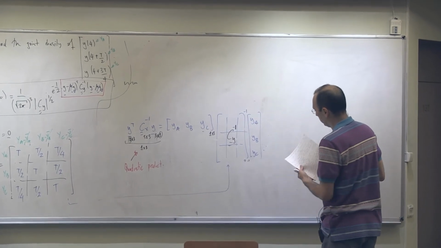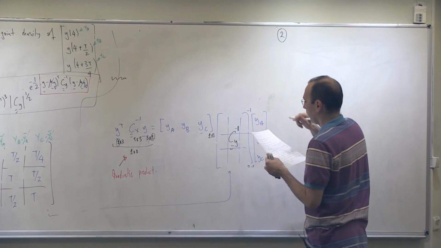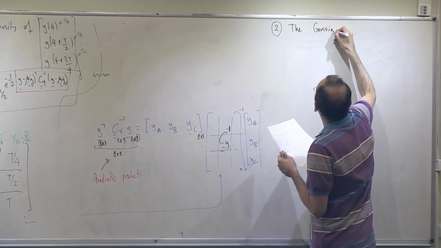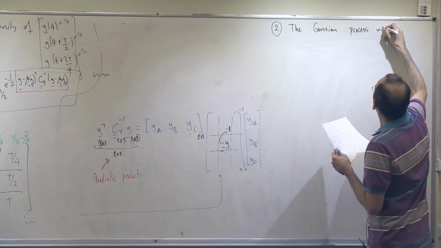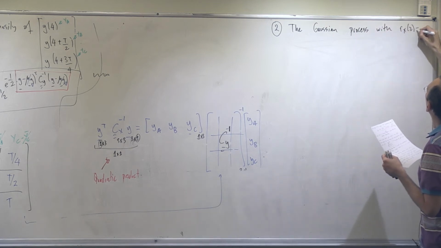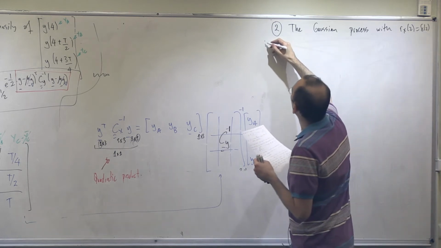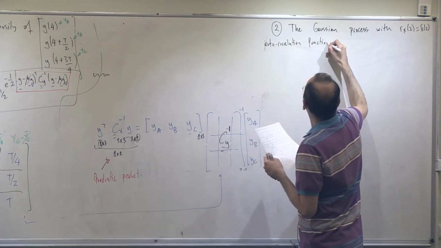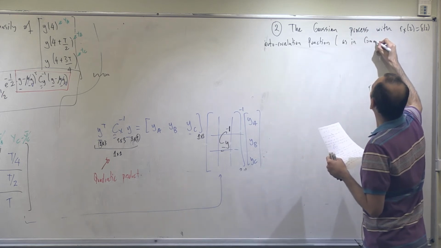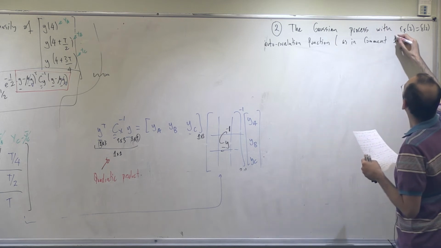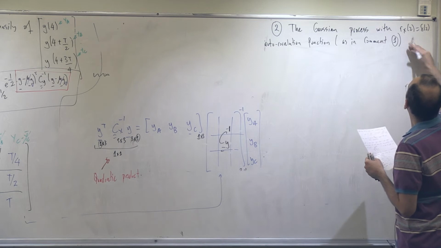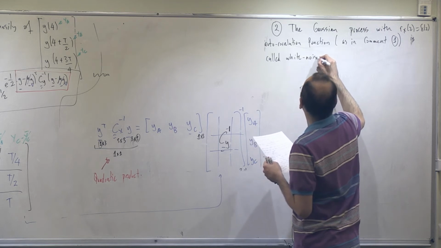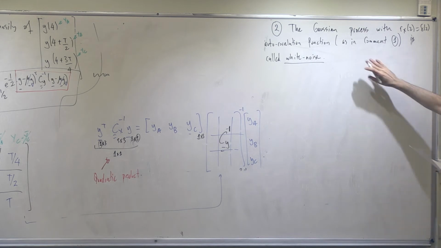Comment number 2. So the Gaussian process with our x of tau, delta tau, autocorrelation function, as in comment 1, is called white noise. I will explain this further, maybe in 10 minutes or so.